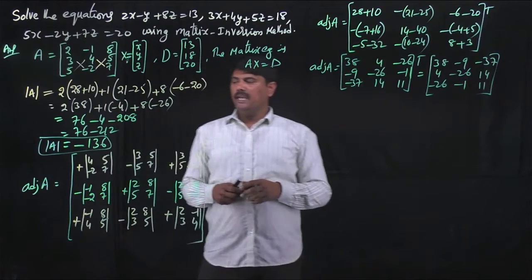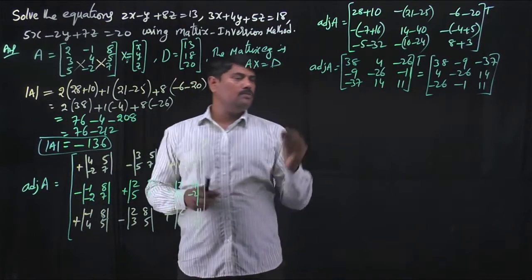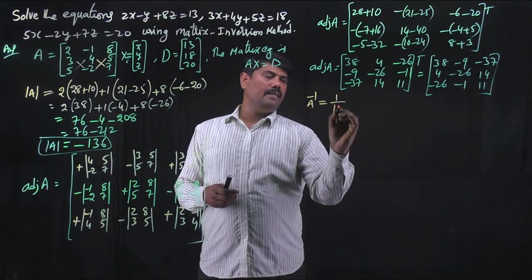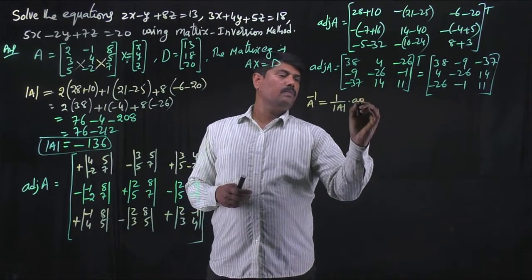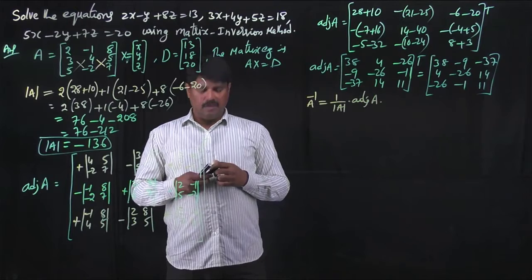Now to find A inverse, we need det A and adjoint A. We get both values. So as per the formula, A inverse is 1 by det A into adjoint A. So now you are able to find A inverse.